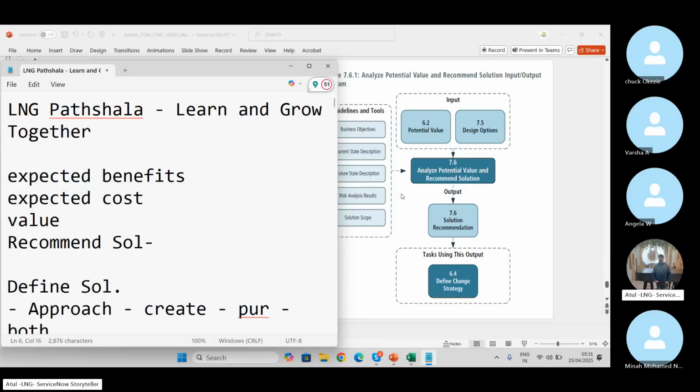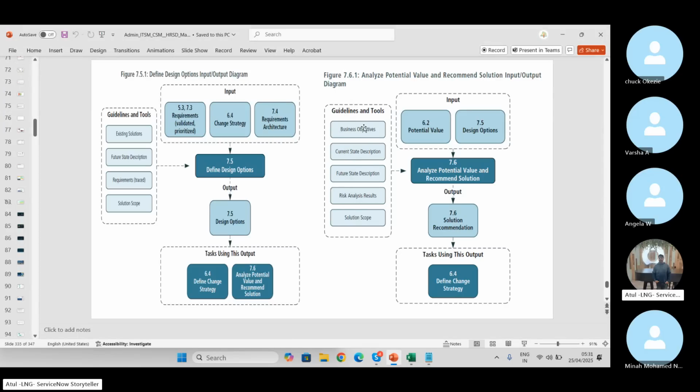So we have to be weighed. And when you're defining this part, you have to consider these things, mainly where you are and where you want to go. And a solution and its value always come with risk.